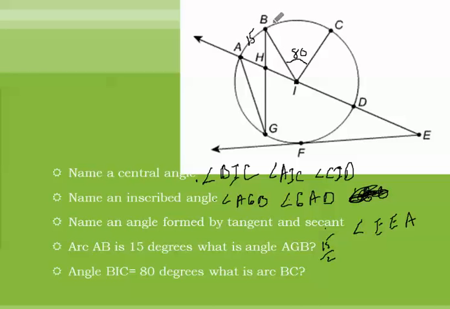They're asking what's the measurement of this arc? It's going to be 80 degrees. Why is it going to be 80 degrees? Because it's a central angle, and the angle and the arc are going to be the same in that situation.